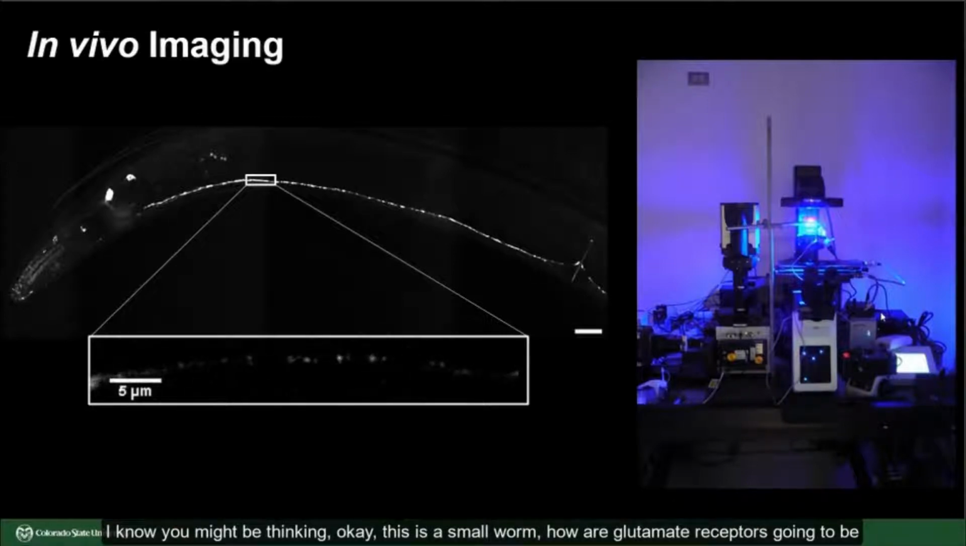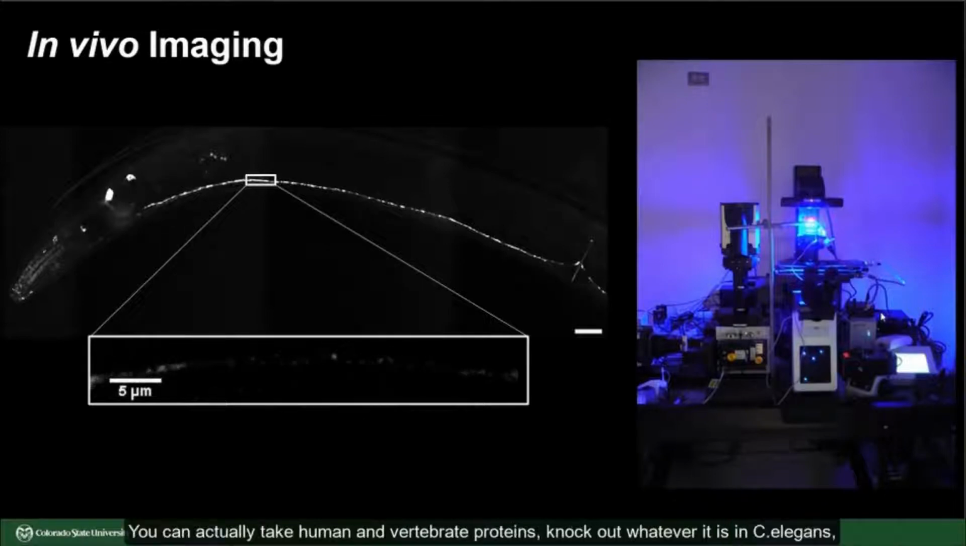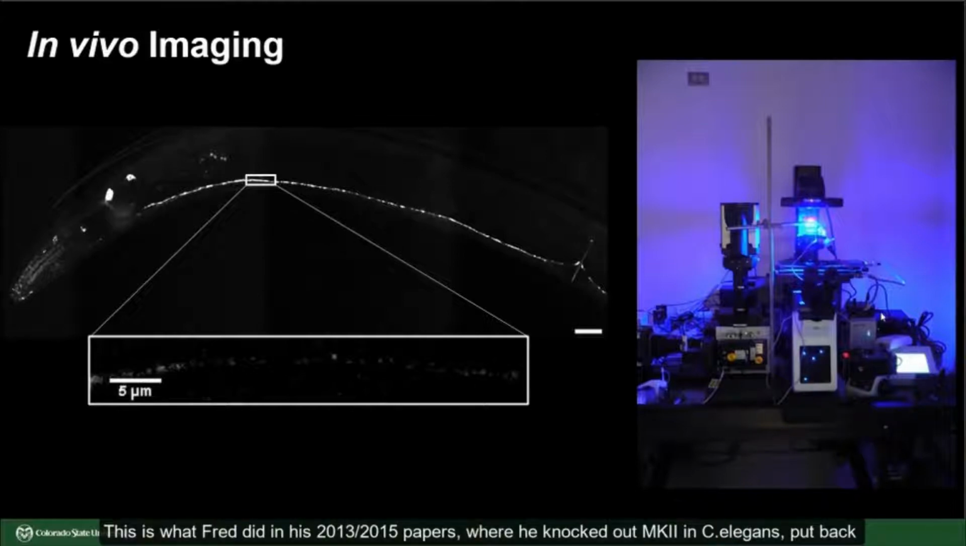And I know what you might be thinking: okay, this is a small little worm. How are glutamate receptors related to vertebrate research and human research? Well, you can actually take many human or vertebrate proteins, knock out whatever that is in C. elegans, put back in the vertebrate homolog, and it will actually rescue activity. This is what Fred did in his 2013-2015 papers, where he knocked out CAMK2 in C. elegans, put back in vertebrate CAMK2, and completely rescued glutamatergic transport.